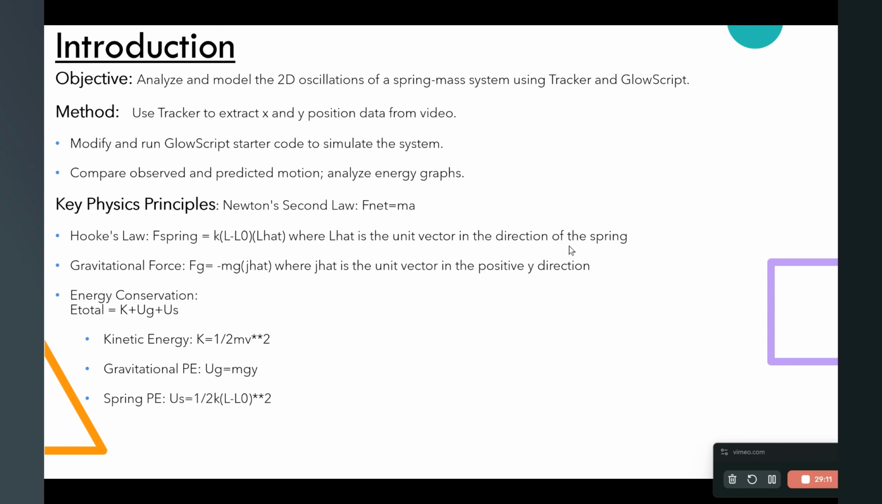Gravitational force, Fg equals negative mg j hat, where j hat is a unit vector in the positive y direction. Then we have energy conservation, which states that the total energy equals K plus the potential energy due to gravity plus the potential energy due to the spring. Kinetic energy equals half mv squared. Gravitational potential energy equals mgy, where y is the displacement in the y direction, and spring potential energy equals half k (L minus L naught) squared.